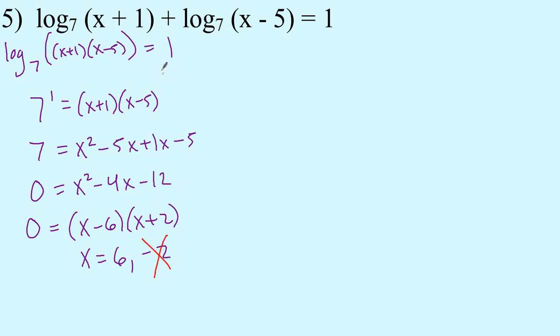Again, we don't throw out every negative. It's only when the argument is negative. You plug in 6, and 6 should work. Okay?